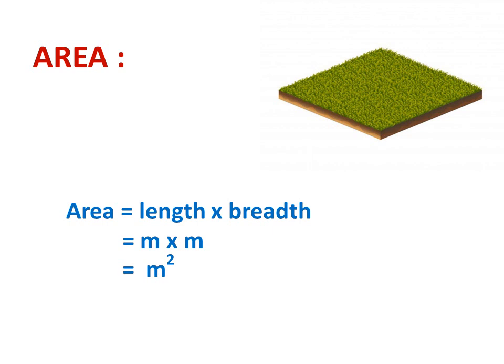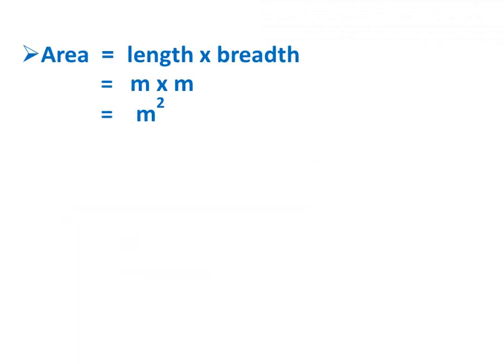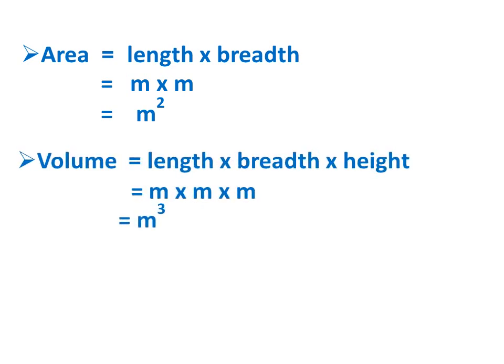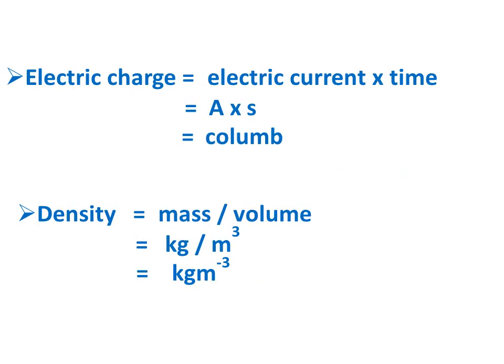Some of the derived quantities. Area is equal to length into breadth. This can be written as meter into meter, meter square. Volume is equal to length into breadth into height, that is meter into meter into meter, meter cube or cubic meter. Speed is equal to distance by time, that can be written as meter by second, that is meter per second. Electric charge is electric current into time, that is ampere into second, that can be written as coulomb.